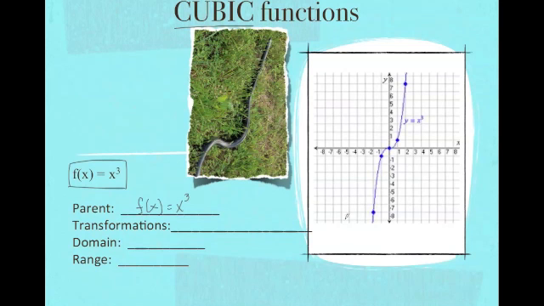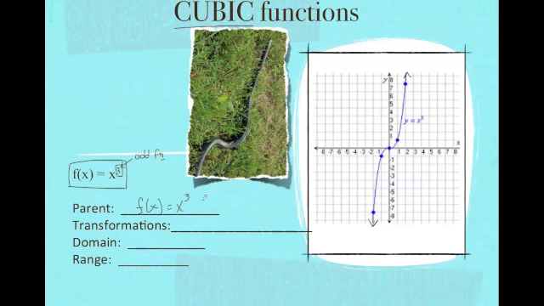And notice a couple of things. When you're looking at a cubic function, one end is going down and one end is going up. Also notice that the exponent is a 3, which is an odd number, so we call this an odd function. It has to do with just that this number is odd.